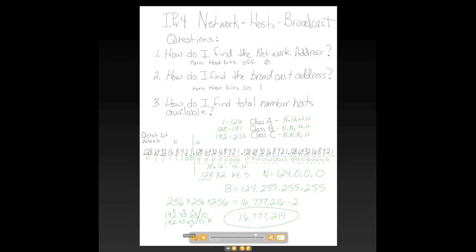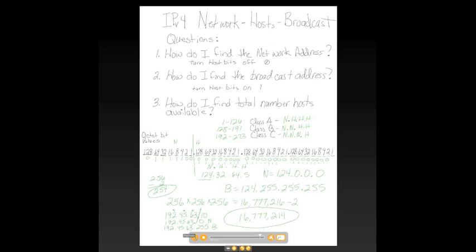If we change all of the host bits on, which would be a 1, then our broadcast address would be 192.45.63.255. The total number of devices on a Class C would be 256 minus our network address, which is the 0, and minus our broadcast address, 255. So we subtract 2 out, so there's 254 available hosts that we can apply in this network.